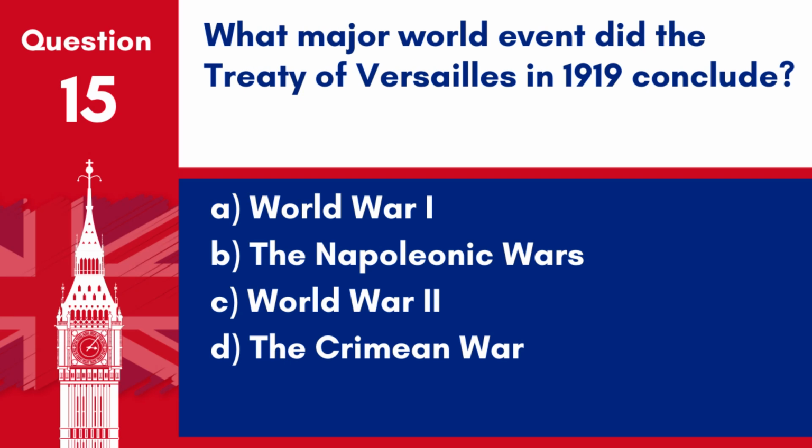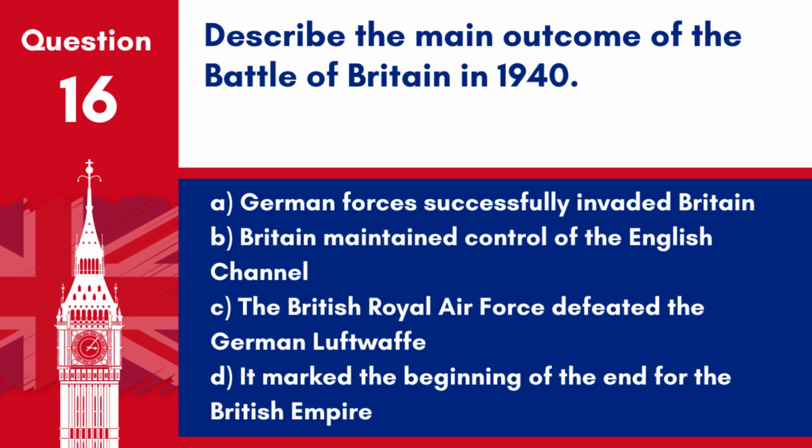Question 15. What major world event did the Treaty of Versailles in 1919 conclude? A. World War I. B. The Napoleonic Wars. C. World War II. D. The Crimean War. Answer: A. World War I. The Treaty of Versailles, signed in 1919, officially concluded World War I and imposed significant penalties on Germany.